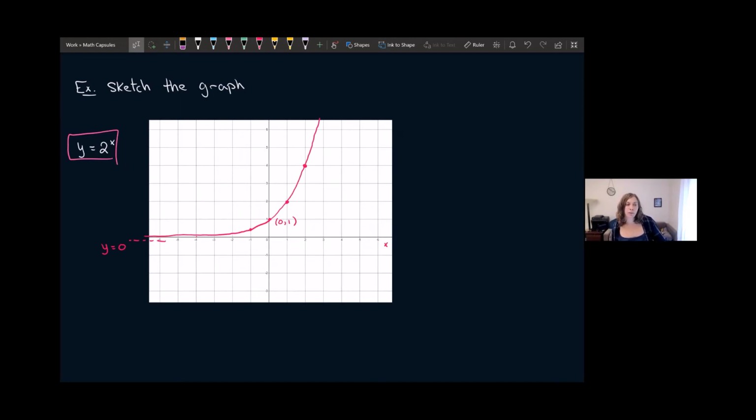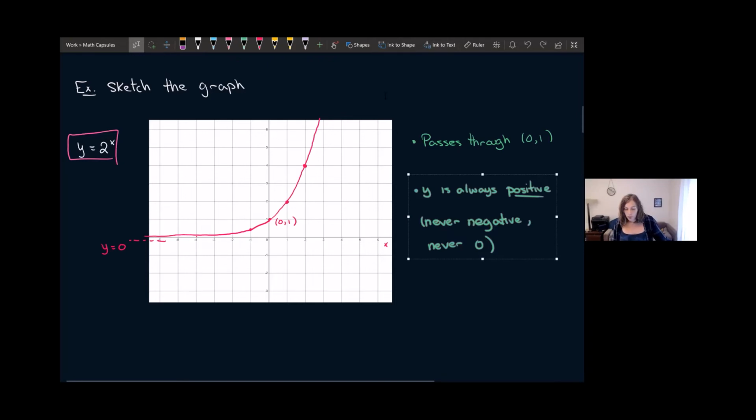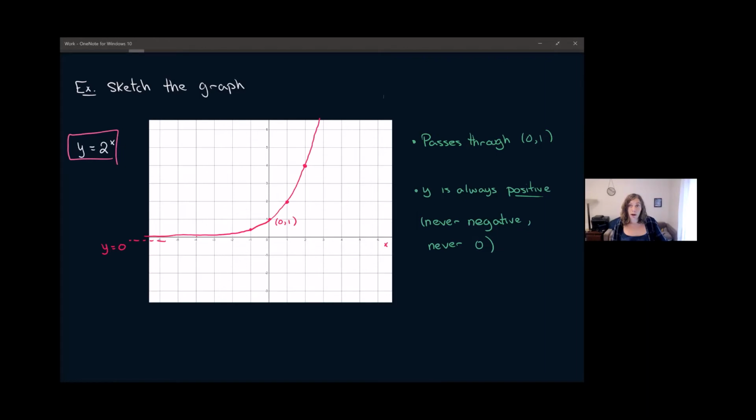And there are a few important properties here that I want to point out. First one, I noticed that this graph passes through the point 0, 1. And we noted that this would have happened no matter what base we chose, because any a to the power of 0 would give us y is equal to 1. Next, notice that this graph is always above the x-axis. So the y values are always strictly positive. We never have y equaling 0, and we also never have a negative value for y. That's also true for every single exponential function.